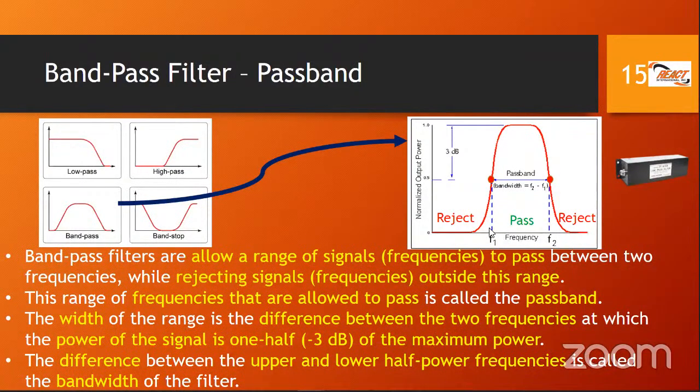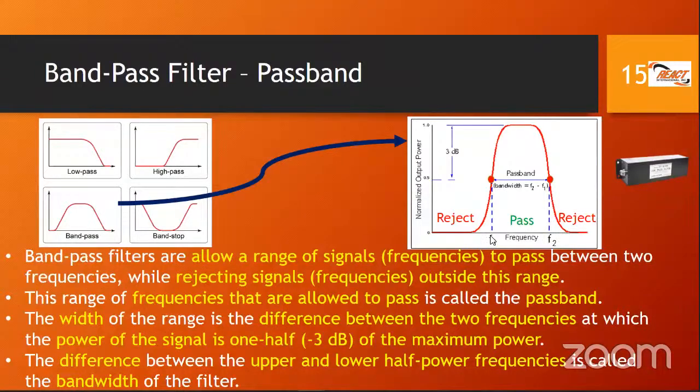So it allows a range of frequencies, let's say frequency 1 to frequency 2, and all of the frequencies in between to pass while rejecting frequencies lower and frequencies higher, or frequencies outside of the pass range. So this is what the graph of the band pass filter looks like. The range of frequencies that are allowed to pass is called the pass band. So from frequency F1 to frequency F2, this is called the pass band. The width of the range is the difference between the two frequencies, frequency 1 and frequency 2.